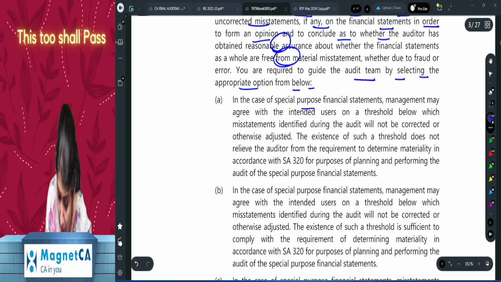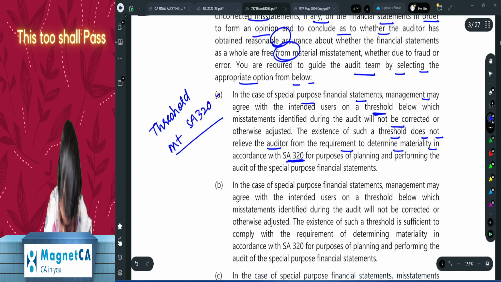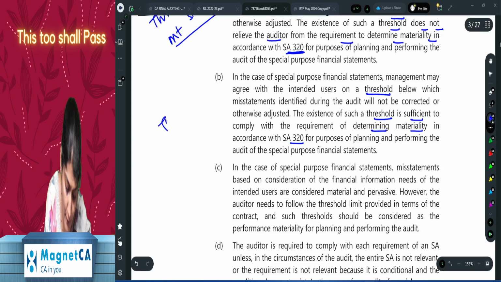In case of special purpose financial statements, management may agree with the intended users on a threshold below which misstatements identified will not be corrected. The existence of such a threshold does not relieve the auditor from the requirement to determine materiality as per 320. So it says, please consider the threshold, but also consider the level of materiality in SA 320. Okay, then, in case of special purpose, management may agree with the intended users on a threshold. The existence of such a threshold is sufficient to comply with the requirement of materiality as per 320. So it says if you follow the threshold, then you automatically follow 320 also.